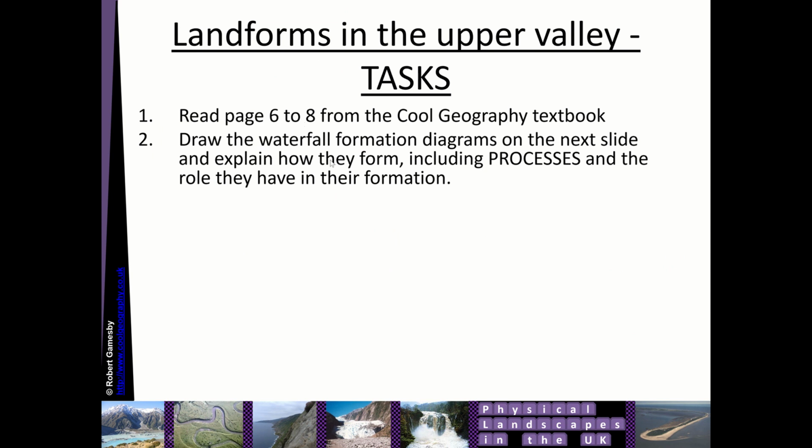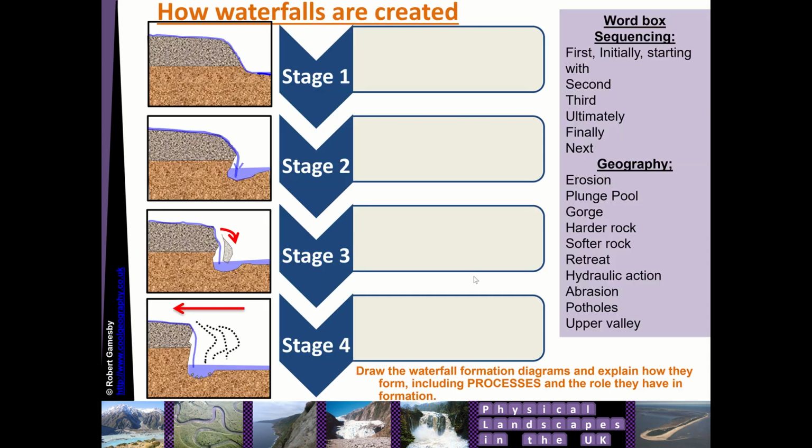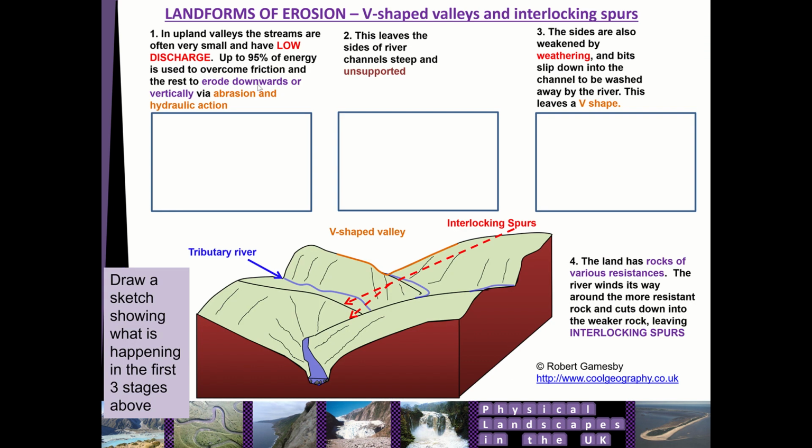So in terms of tasks, you've got your little PDF textbook. You could read pages 6 to 8. Draw the waterfall diagrams and explain how they form. I've put it clearly with a sequence on. AQA really likes sequenced answers, and then you should really try to get all of these keywords and explain them into your answer. So in each stage, can you explain what's going on in each diagram?